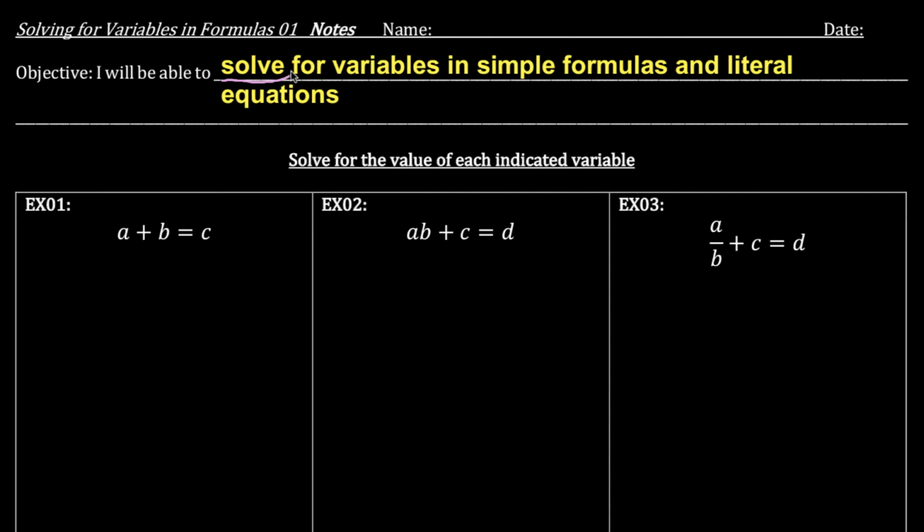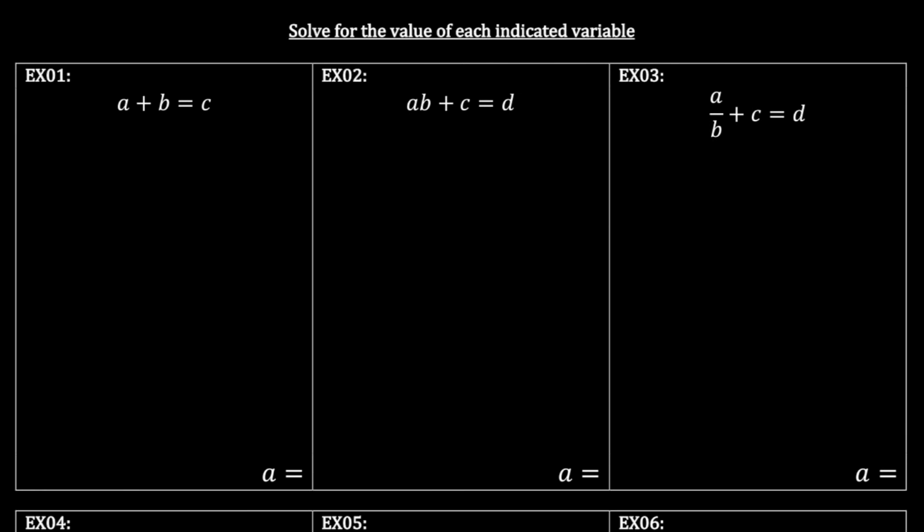In this lesson, we are going to solve for variables in formulas and literal equations. It's going to be easier if I just show you what we're doing. We're basically giving these formulas, literal equations, and we're just taking them and we're going to find out what A is or what B is or what C is or what D is or E or whatever. So we do it the same exact way. It's just we can't do some of the math.